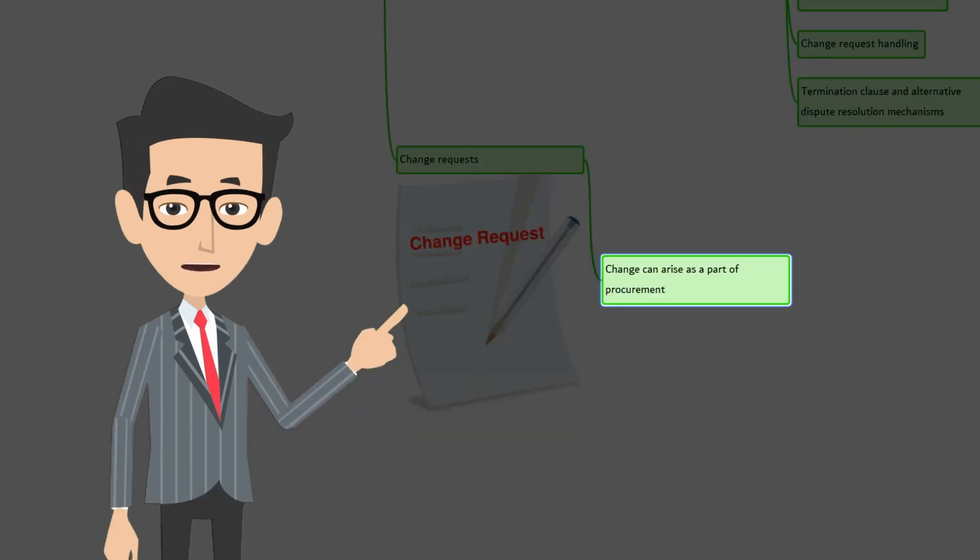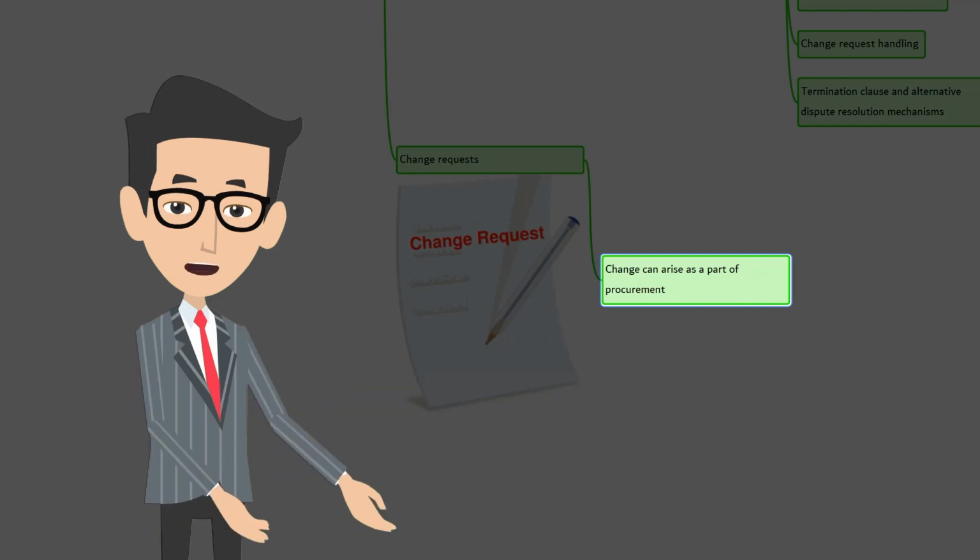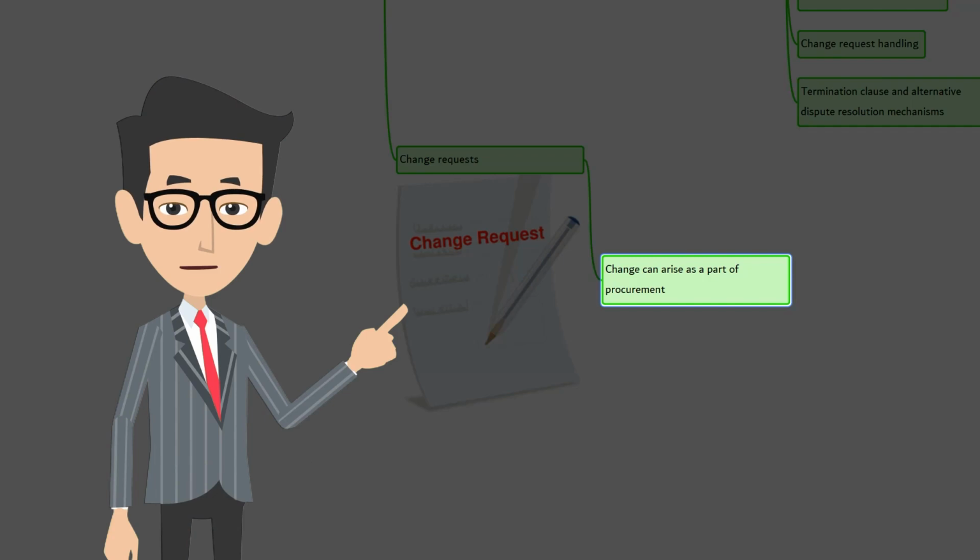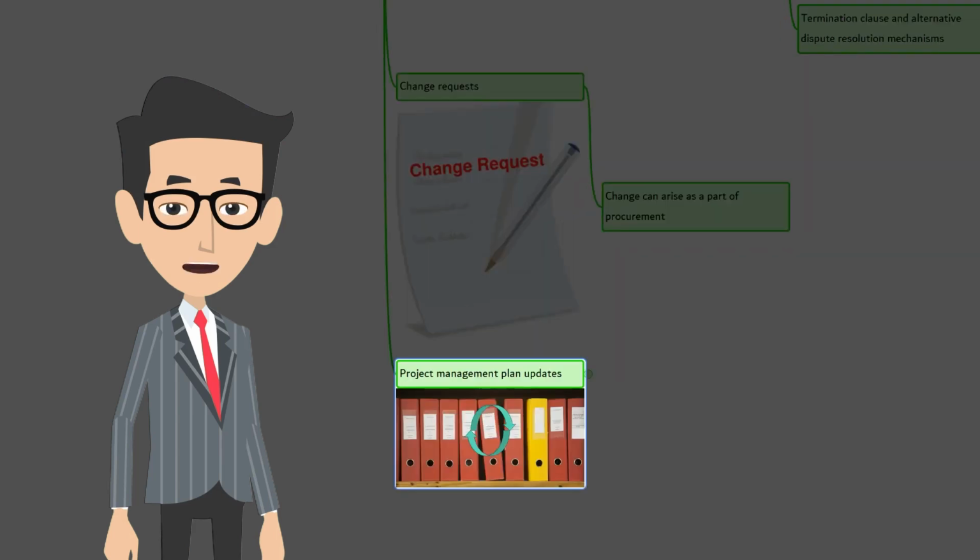The next output is change request. Change can arise as a part of conduct procurement. The changes can impact the project management plan, its subsidiary plans, and other components. All changes should follow the perform integrated change control process. The next one is project management plan updates. There are 7 components. Let's look at those.